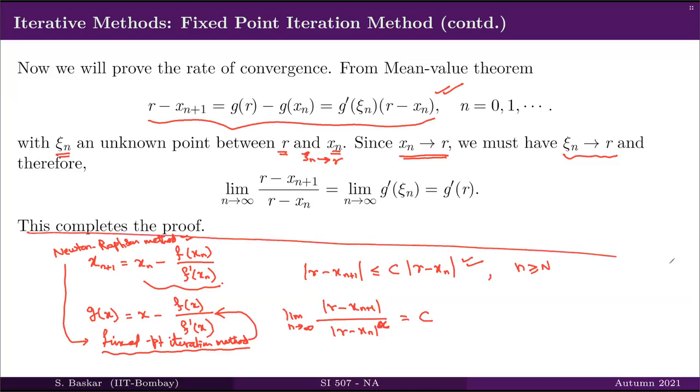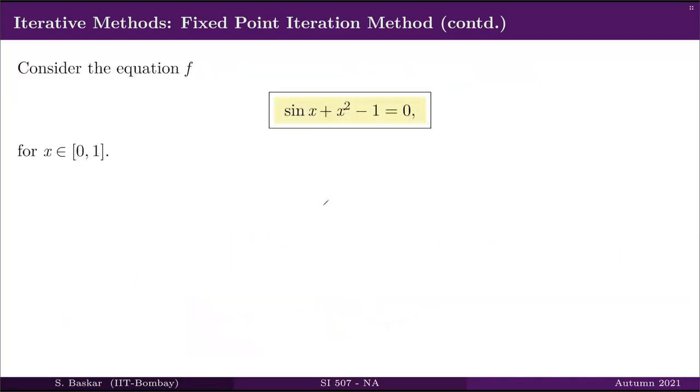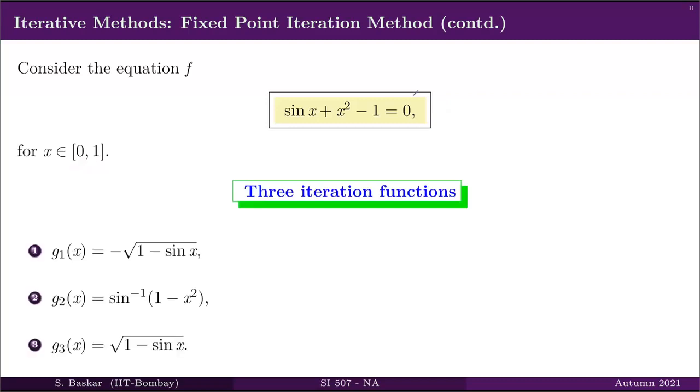We have completed the proof of the convergence theorem of fixed point iteration method. Now let us go for an example. Let us take our usual example as sin x plus x square minus 1 equal to 0. And we are interested in the interval 0 to 1, in which we know that there is at least one root for this equation.